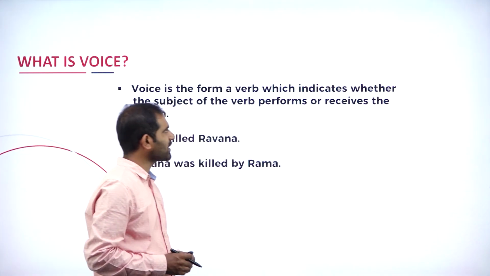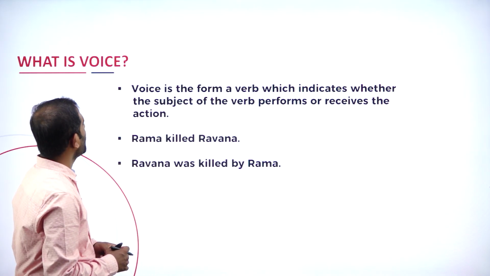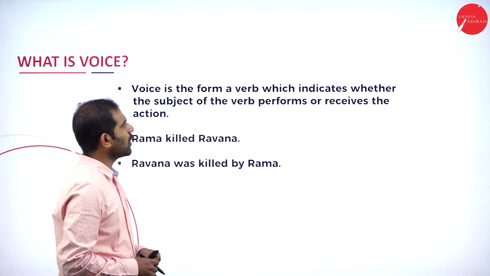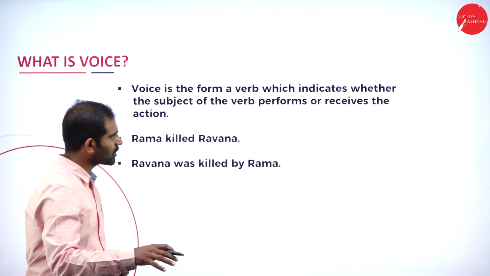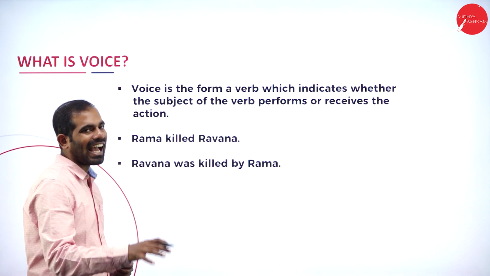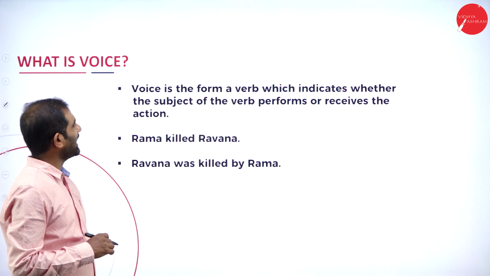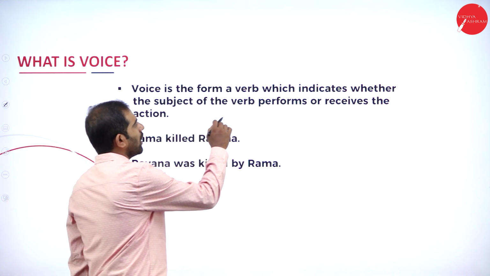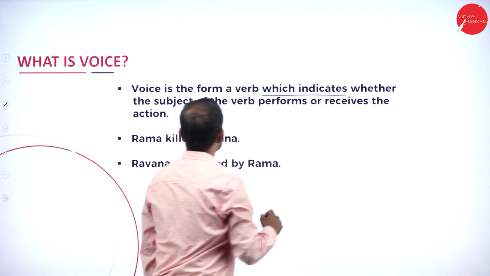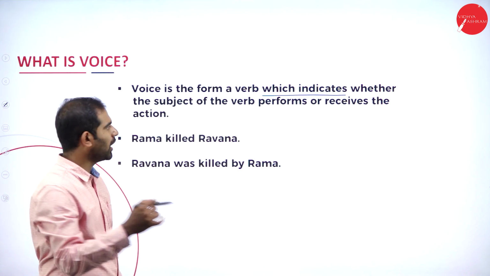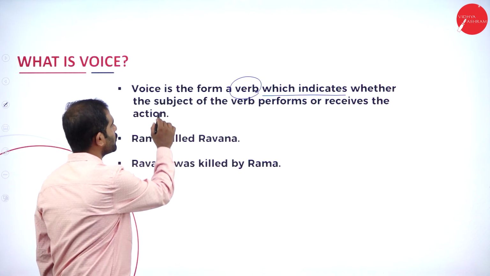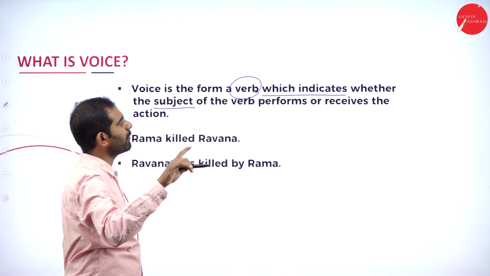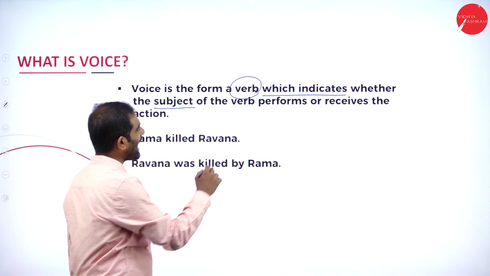So what is a voice basically? Voice is the form of a verb which indicates whether the subject of the verb performs or receives the action. According to this explanation, it is a form of a verb, an action word, which indicates whether the subject of the verb performs or receives the action.